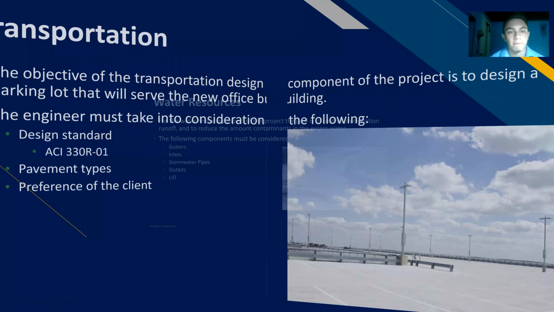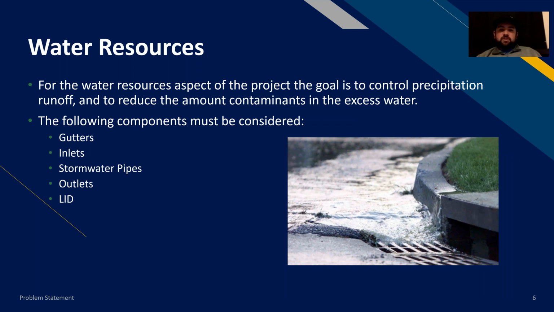For the water resources aspect of the project, the goal is to control precipitation runoff and reduce the amount of contaminants in the excess water. The following components must be considered: gutters, inlets, stormwater pipes, outlets, and LIDs, which will be discussed later.